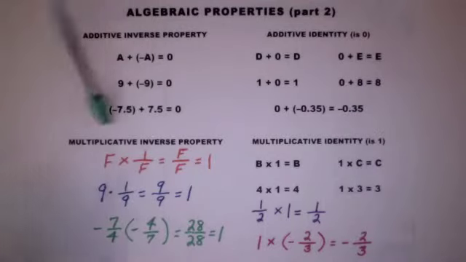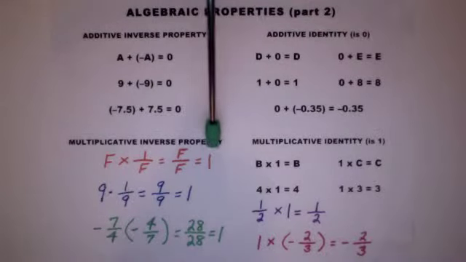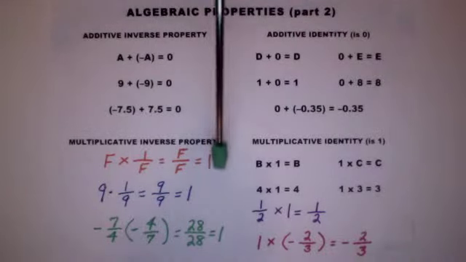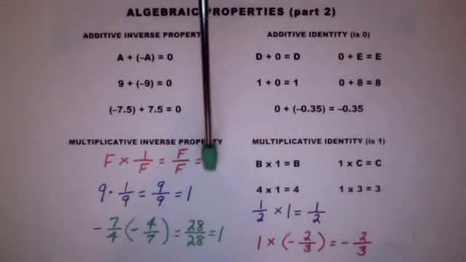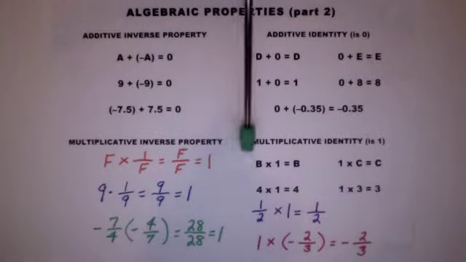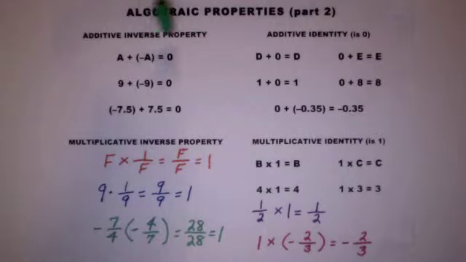So the multiplicative inverse property eliminates something being multiplied to something because we turn that number into 1, and 1 times anything is itself. The additive inverse property is the way we move something away from one side of the equation or the other by adding the inverse.